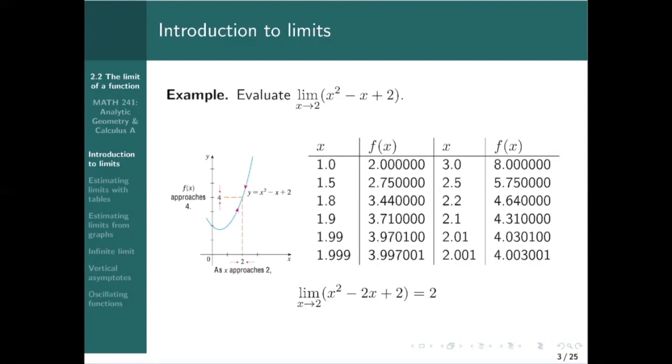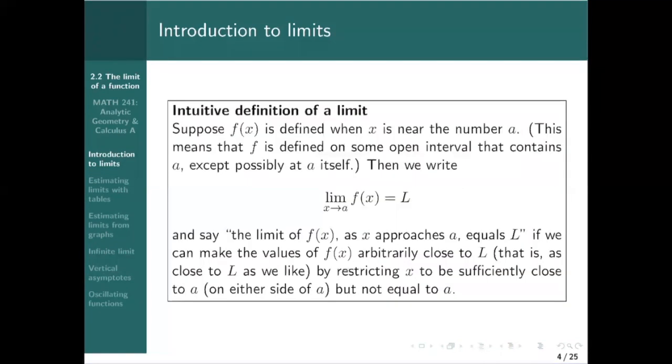So it seems reasonable to say that as x is approaching 2, based on the graph and also on this table, the limit of this function as x goes to 2 is equal to 4. When we evaluate the limit of a function as x goes to a number a, what we are asking is, what is happening with f of x as x is going to a? So this gives rise to this intuitive definition of a limit.